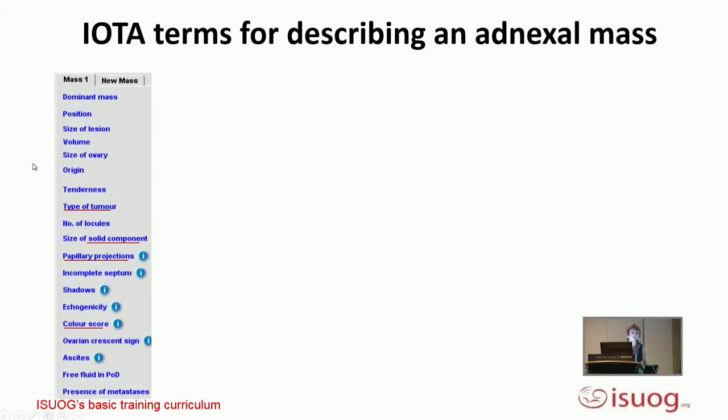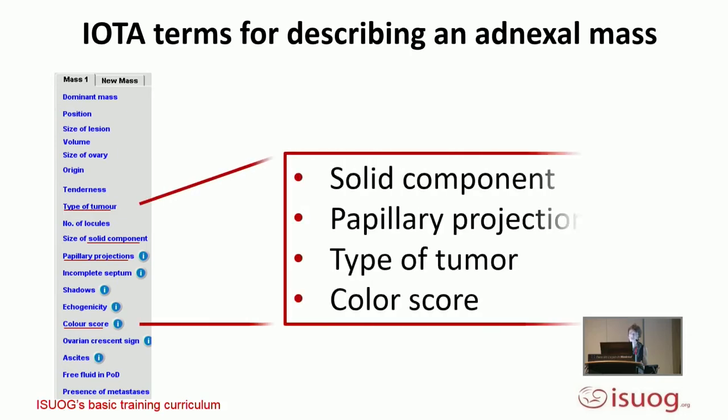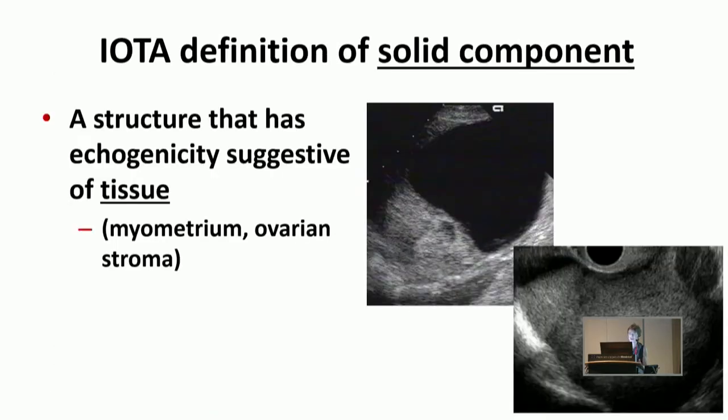These are the variables that we use to describe ultrasound images of adnexal masses. 4 of these variables are particularly important, and therefore I would like to go through the definitions of these terms with you: solid component, papillary projection, type of tumor, and color score.